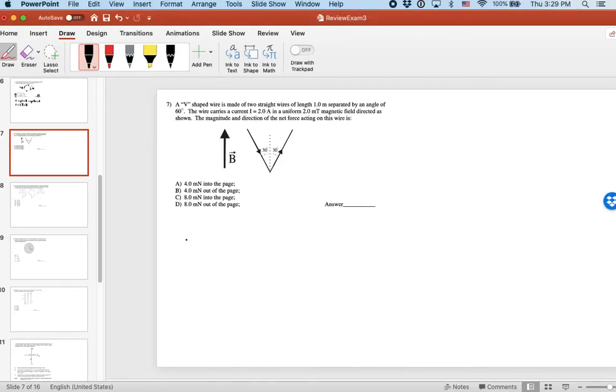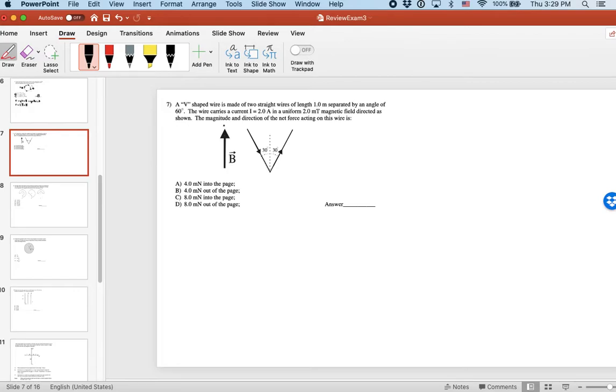Okay, in this example, we have this V-shaped wire. Each segment is a length of 1 meter separated by an angle of 60 degrees. And so each piece here is 30 degrees with respect to the vertical. The wire carries a current of 2 amps, and there's a magnetic field of 2 millitesla directed as shown, so it's up.